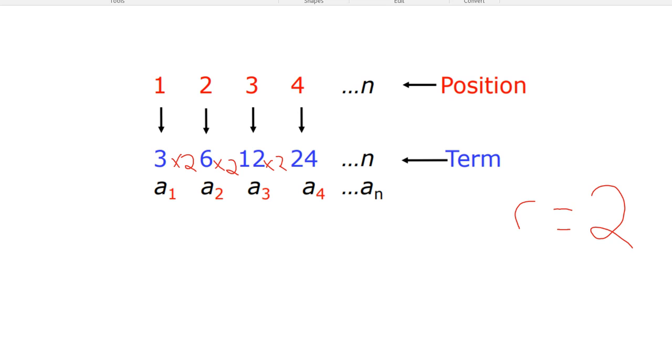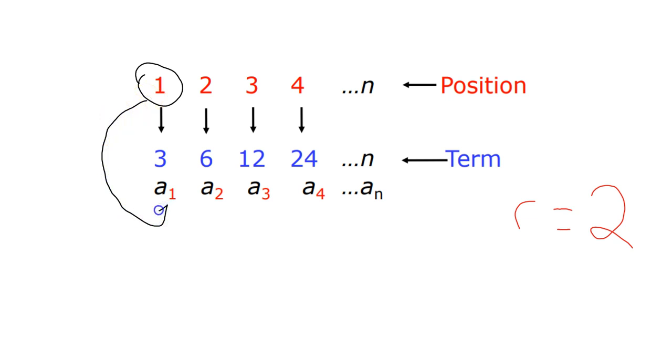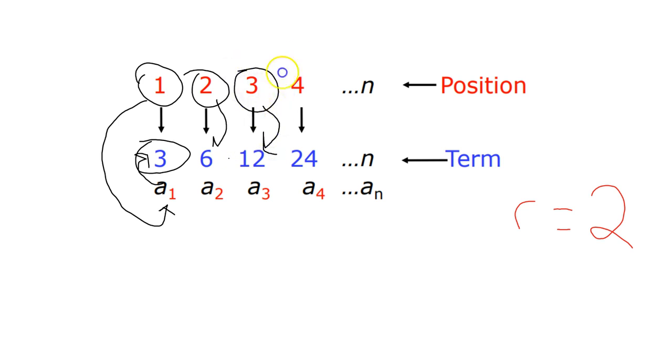Now, what this is showing us here is that our first position is our first term, which is the initial term, and the value of that term is 3. So the value at position 1, that term is a 3. Same thing here. The second position, that term is a 6. The third position, that term is a 12. Fourth position, that term is a 24.